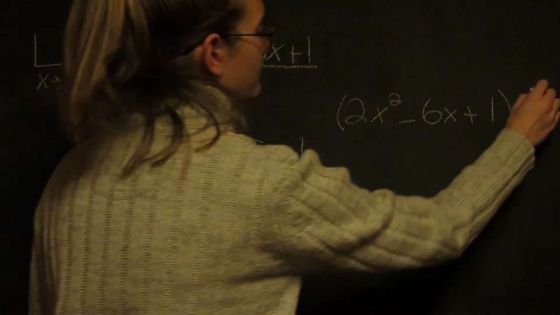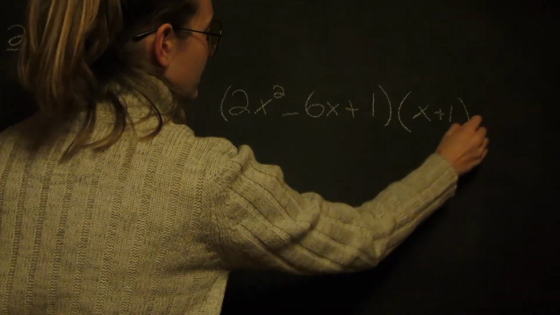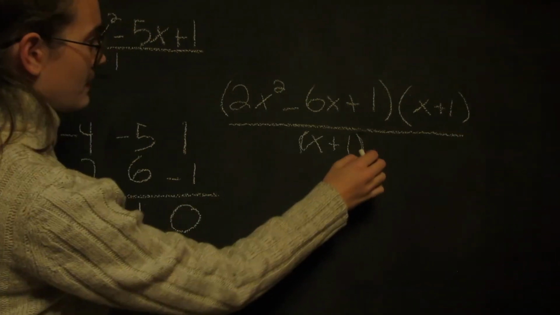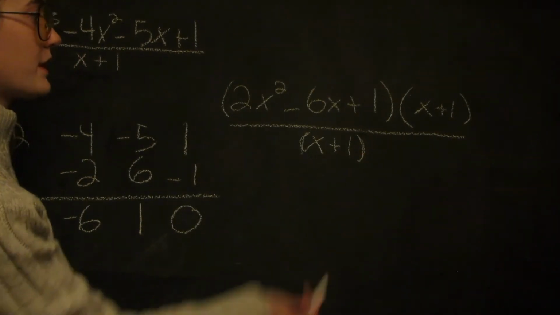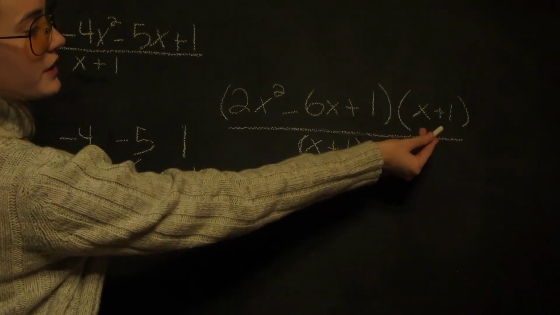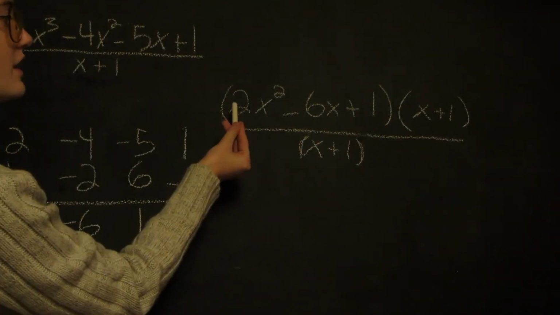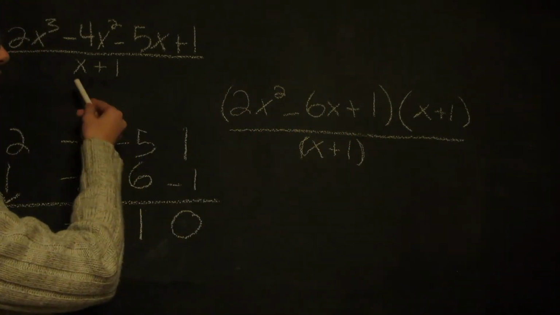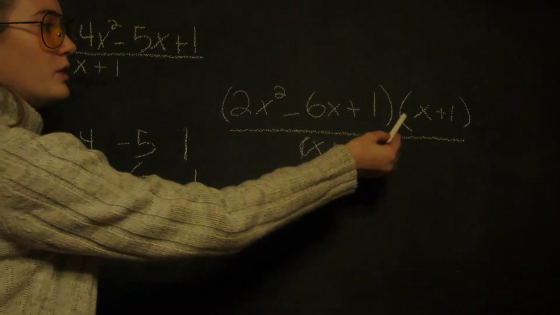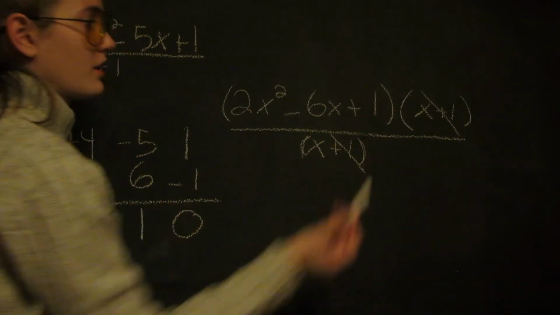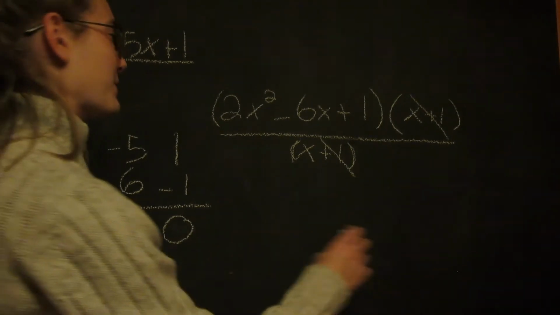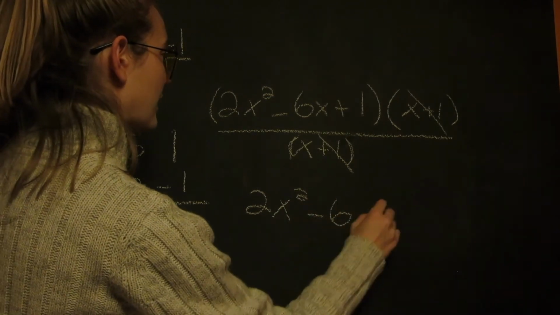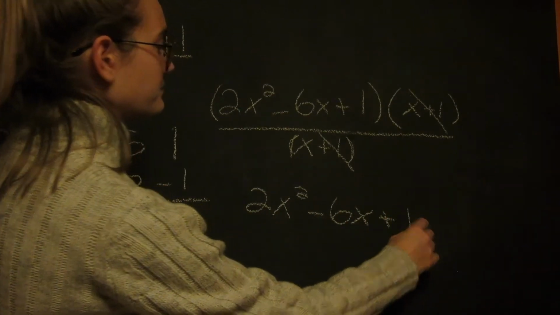And then you have the x plus 1 over here, that's factored out, and then over the x plus 1. So why do we have a new equation? Well, because we factored out the x plus 1 here from this equation, which gives us this equation right here. And by doing that, because there was an x plus 1 in the denominator, and we factored out an x plus 1, we can cancel out both of those. So now that we've canceled the x plus 1s, we are left with 2x squared minus 6x plus 1.